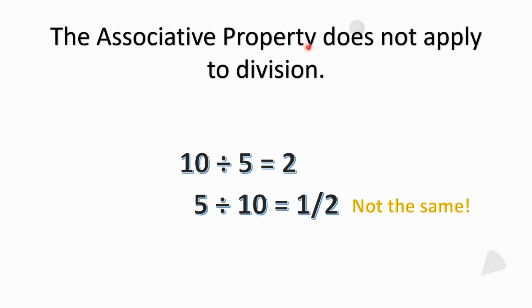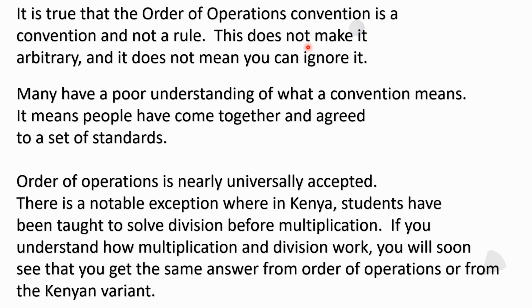The order of operations is not some kind of arbitrary thing that somebody just made up. It's true that it's a convention. It's not a law. It's not a rule, but that doesn't make it arbitrary and doesn't mean that you can just ignore it. Unfortunately, many people have a poor understanding of what a convention means. It means that people have come together and agreed on a set of standards. They've agreed that parentheses or brackets can be used to alter the order of operations. You could make addition have a higher priority than multiplication if you put parentheses or brackets around that addition. They could have used any symbol for that, but they agreed on parentheses and brackets. Order of operations is nearly universally accepted. It actually is a universal thing.